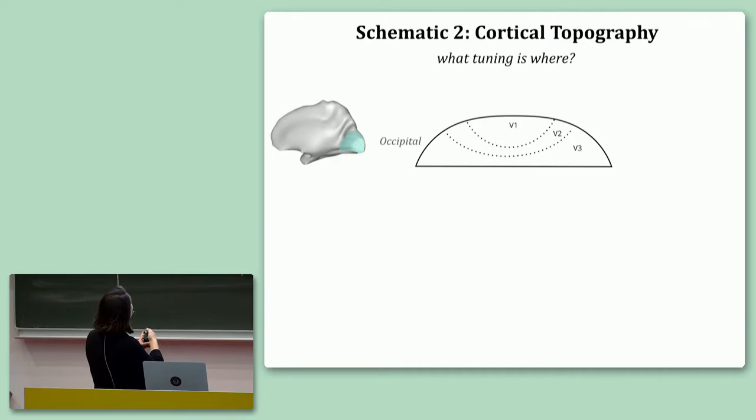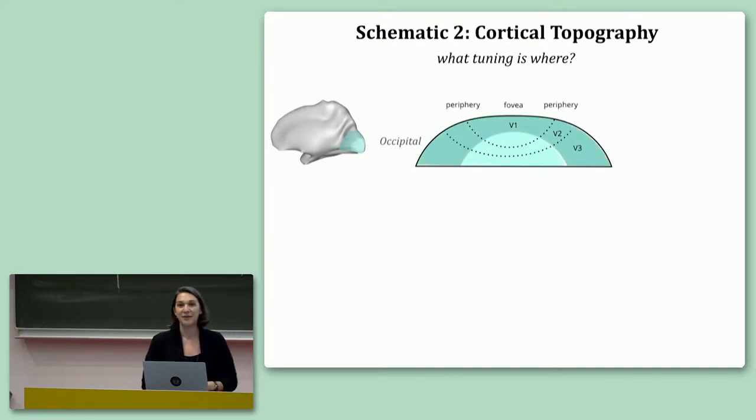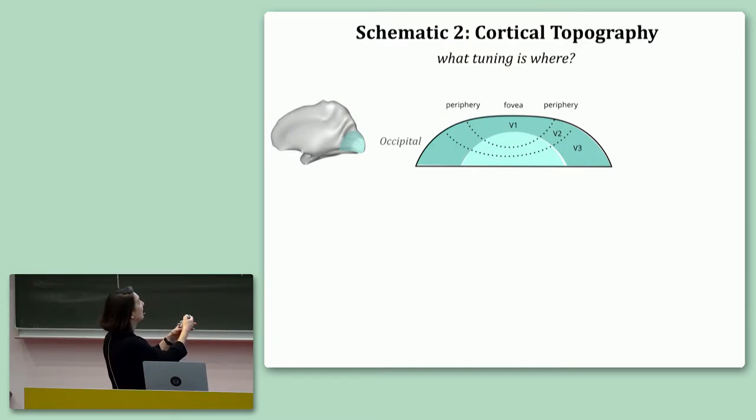Here is the medial view of a human hemisphere, partially inflated. This is the back. You can see this is occipital cortex, where early visual cortex lives. It's a semicircular bit of cortex, which matches the visual hemifield, so you can see that schematized here. V1 is at the back of the map with V2 and V3 wrapped around it. Running across these maps is a large-scale organization by eccentricity. Cortex that responds to the center of your visual field is here, and cortex that responds to the periphery is wrapped around it like that.